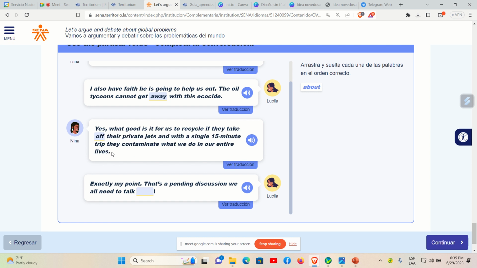Que dicen que las élites son responsables del 75% de la contaminación global. Ese 10% de la población, las élites globales. Okay. Exactly my point. Thus, pending discussion, we all need to talk about, of course. Okay? Okay, let's continue.